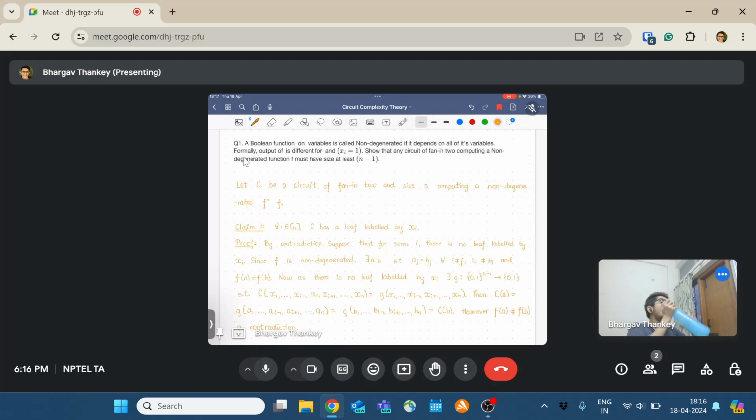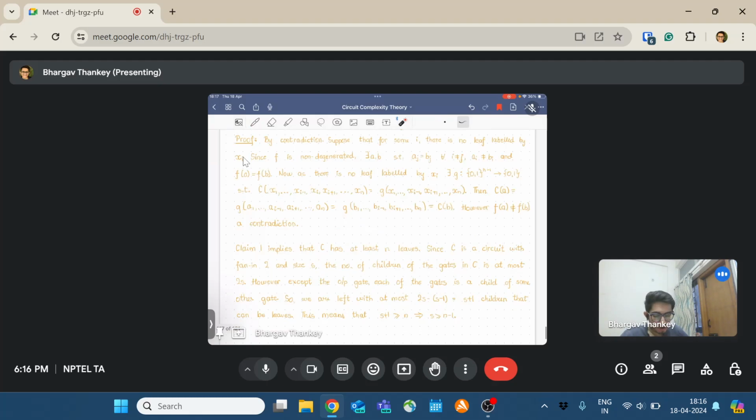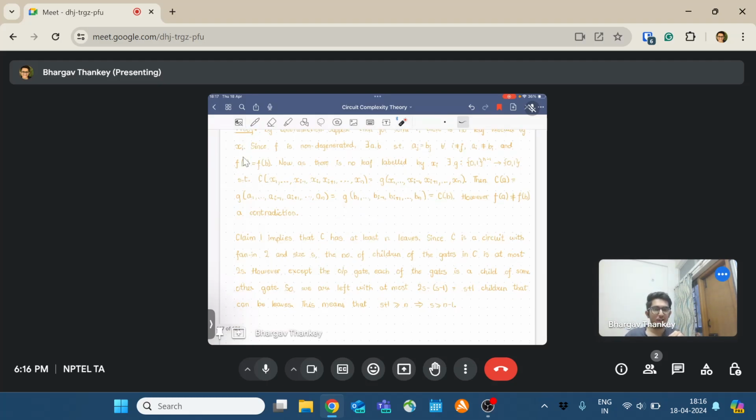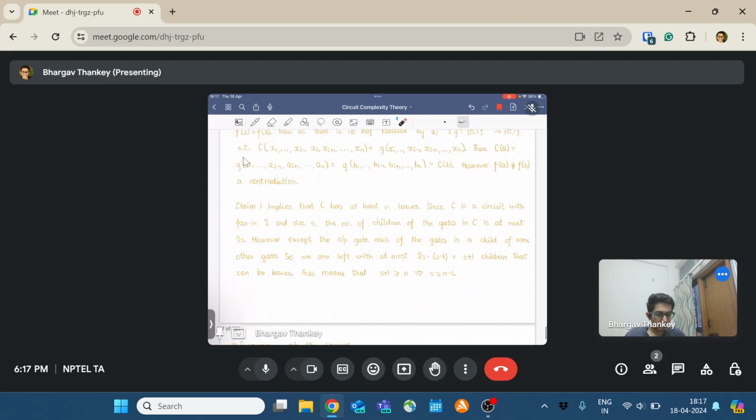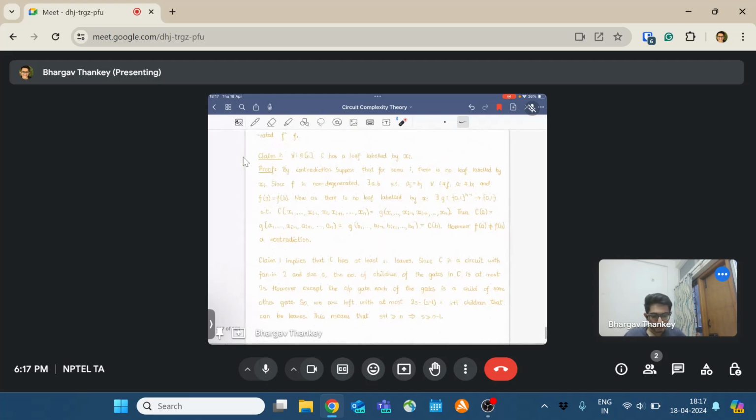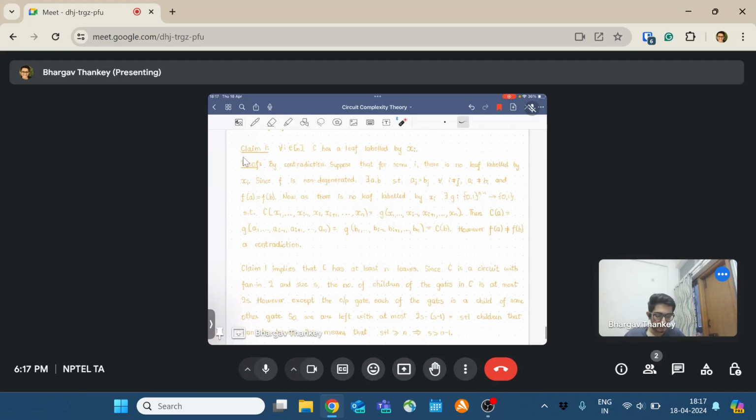So, a slight generalization of this. Suppose that instead of C being a circuit with fan-in 2, let's say it were a circuit with fan-in k. Okay, then what can we say about the size of C in that case? So let's quickly look at this. This claim remains as it is. This is true regardless of the fan-in of the circuit, right?